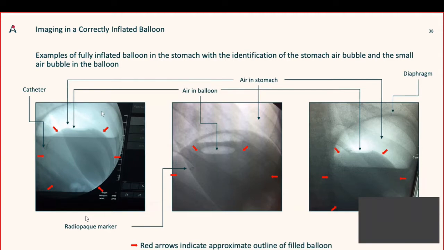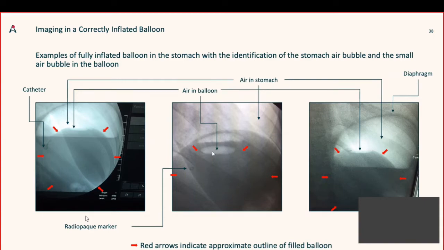Here you can see it by X-ray. Here you can see the two air shadows. This is a fundus shadow because of the carbonated drink. You can see under the diaphragm, some within the stomach, that air bubble, and this is the entire balloon. Here you can see the radio opaque marker.